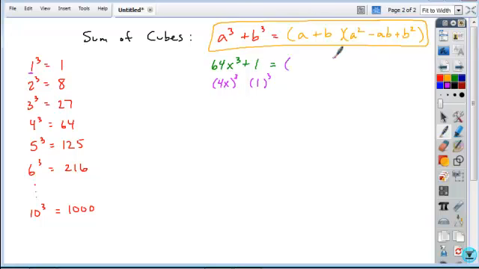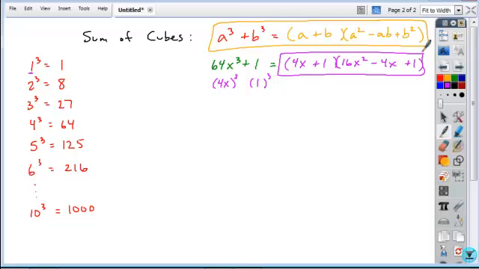When you factor this, it's going to be two factors, a binomial and a trinomial. The binomial is just the sum of these bases, so 4x plus 1. To find the trinomial factor, you take the first base and square it, so you square the 4 and square the x. The last term of that trinomial factor is the second base squared, so if you square the 1, you get plus 1. And the middle term is the product of these two bases with the opposite sign. So 4x times 1 is 4x, change the sign, negative 4x, and you get your factored form.